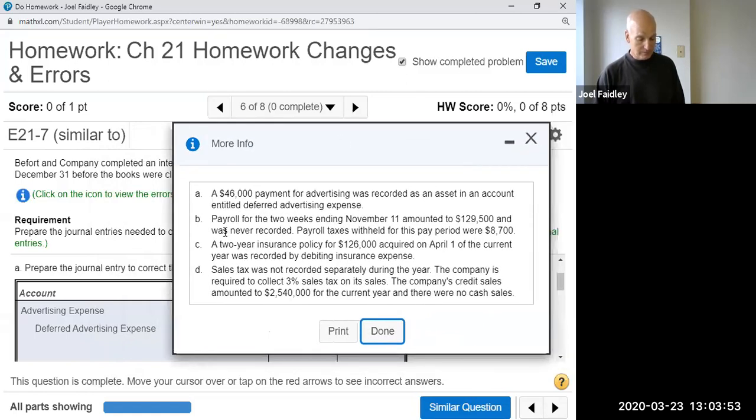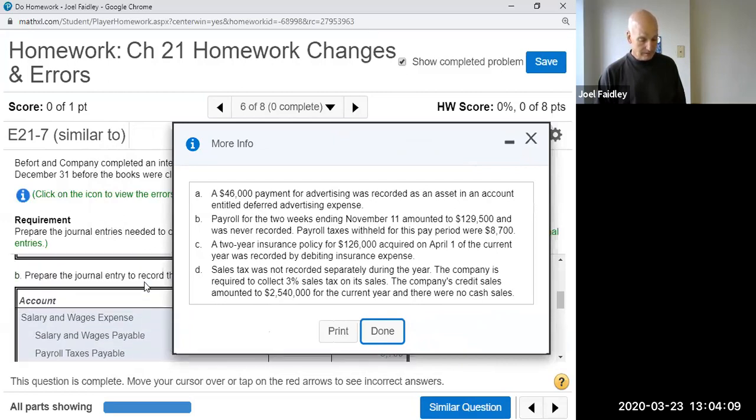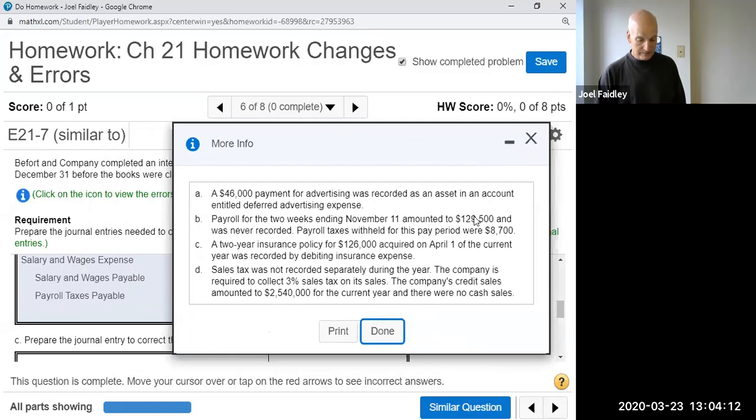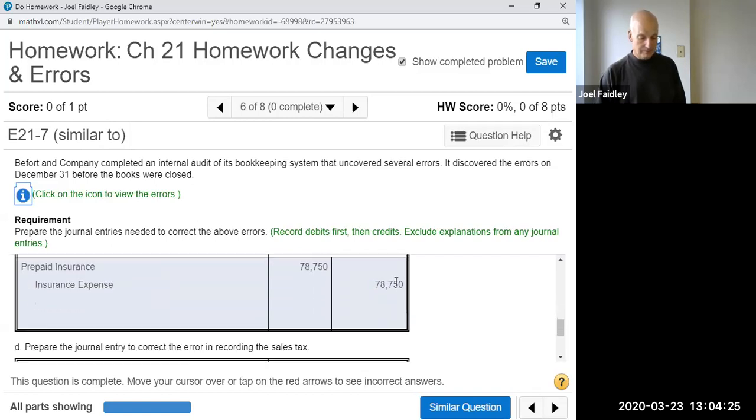All right, number 2 or B, payroll for 2 weeks ended amounted to $129,500. Was never recorded. Payroll taxes withheld for this payroll period were $8,700. I think they're talking about withheld from the paycheck. All right, so what does that look like? We want to record our wages expense, $129,500, the $8,700 payable, and then salary and wages payable is the take-home pay. All right, what about the next one?